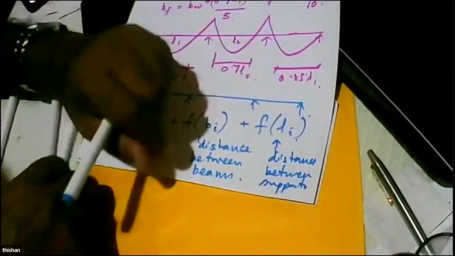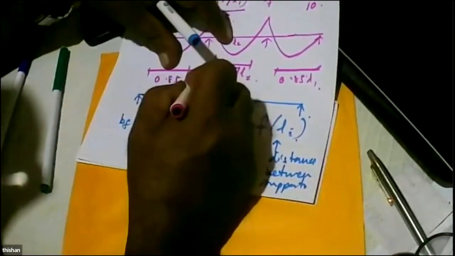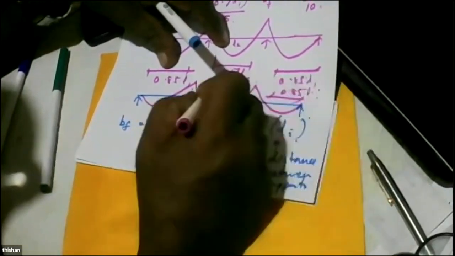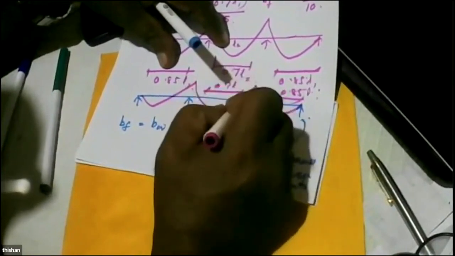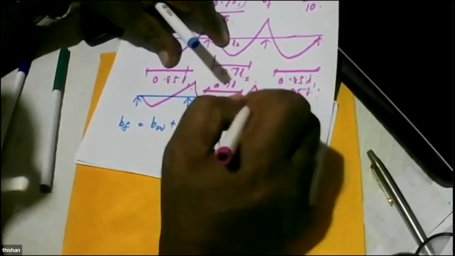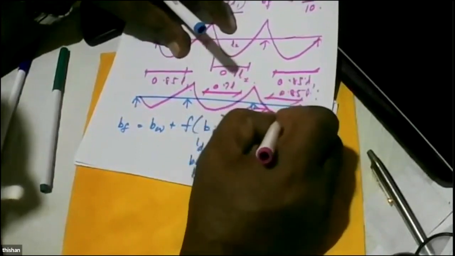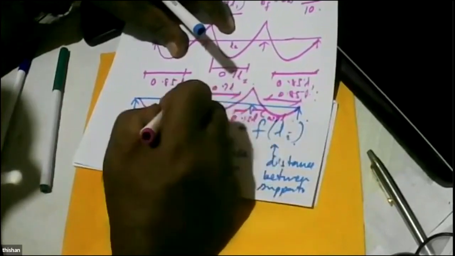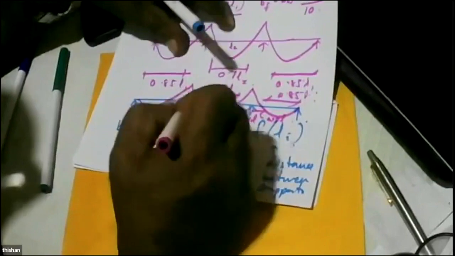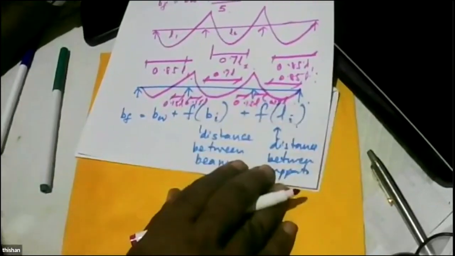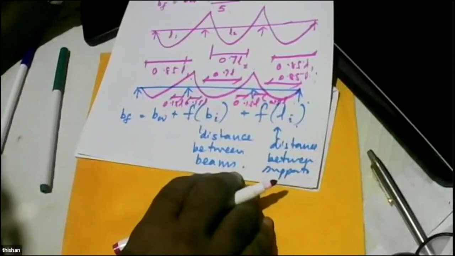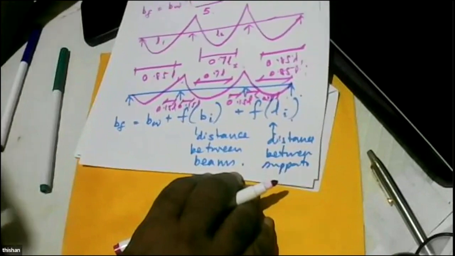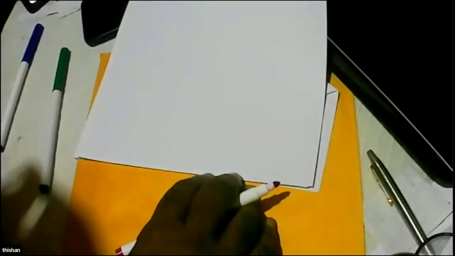Eurocode also gives the same diagram. It cannot change because it's from fundamentals. This is 0.85L. This is 0.7L. So each one of these will be 0.15L. Here also it will be 0.15L. Here also 0.15L. Here also 0.15L. Okay, got it. Banduka? It looks like Banduka has again lost connection.